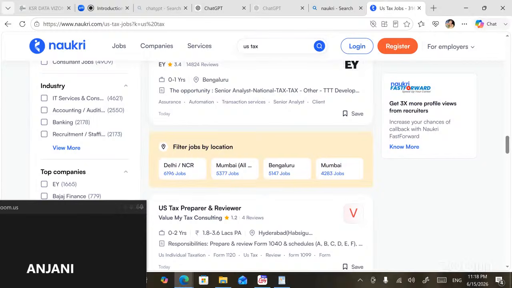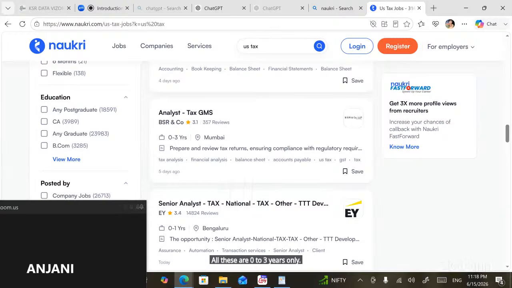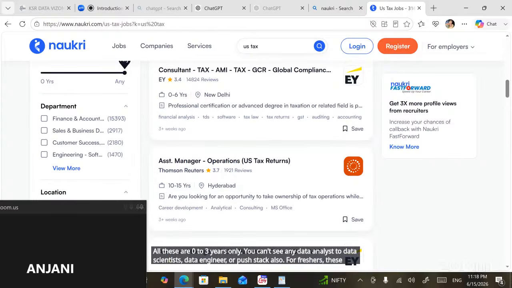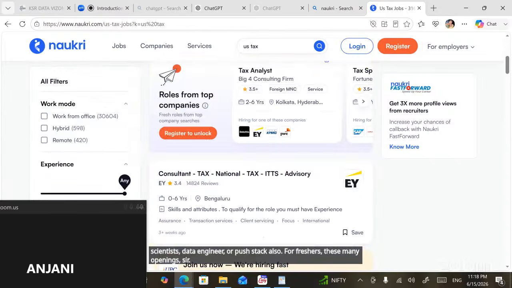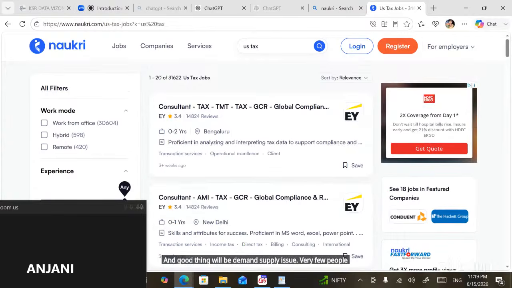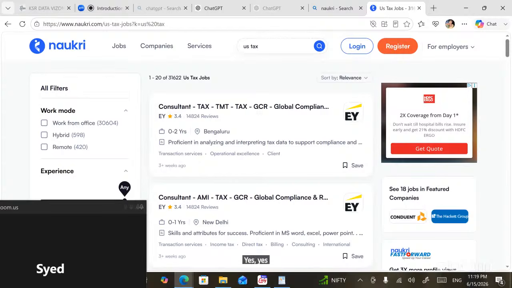See 1040, Schedule ABCD, all these things, right? All these are 0 to 3 years only. You can't see any data analyst, data scientist, data engineer, or full stack openings for freshers, but here there are this many openings, sir. And the good thing is the demand-supply issue. Very few people are aware about US tax consultant and US tax analyst jobs. That enrolled agent, I guess most people heard for the first time. That's the only advantage here because we are in the early stage.